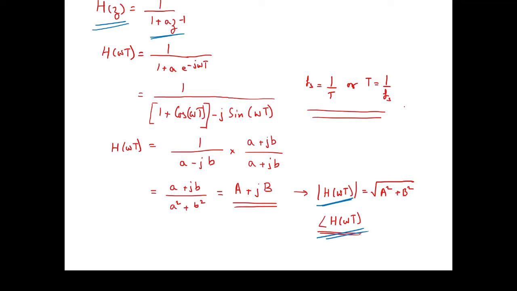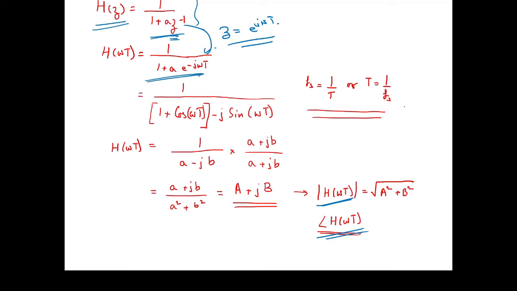But there is always an easier way to do things. The easier way is this one. Suppose you have a filter like this. You replace z with e to the power j omega T. The same equation then becomes H(omega T) = 1 / (1 + a e^(-j omega T)). Okay, right?